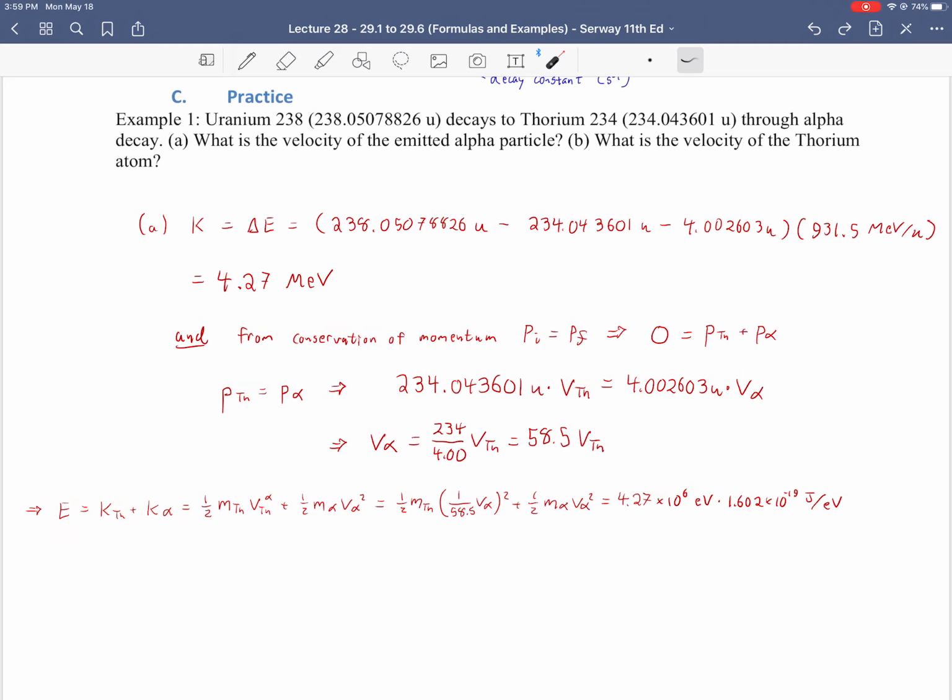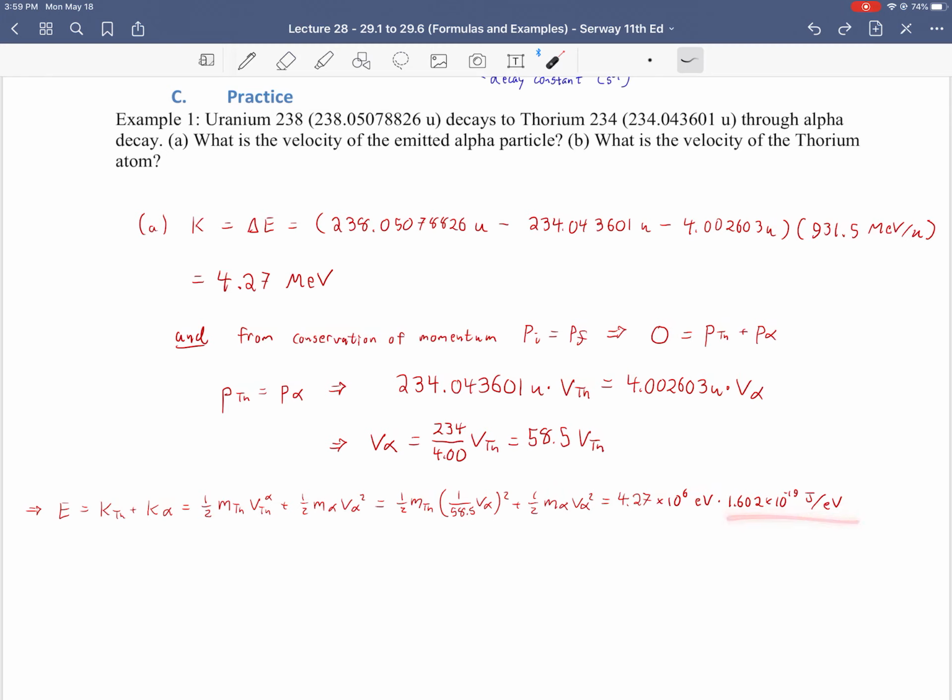I'm going to just do a substitution. So I'm going to substitute out the velocity of the thorium. That way I only have one unknown here. This is the velocity of the alpha particle. And then I'm going to relate it to my units here. This is my mega electron volts, which is why it's times 10 to the 6. And this is just the conversion to joules.